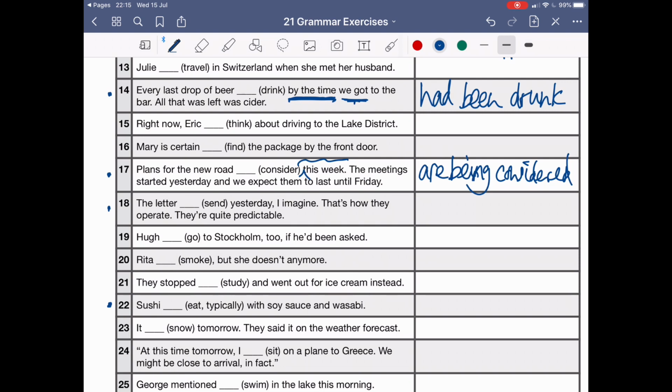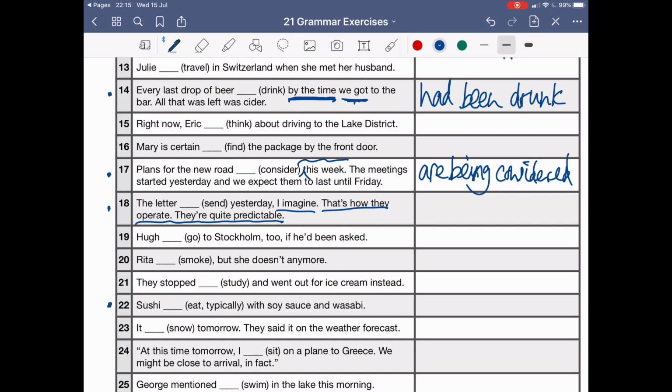Some of them have to be a little more difficult, you know. 18. The letter something send yesterday. Something send. Okay, yesterday I imagine. That's how they operate. They're quite predictable. Notice how I write all this extra stuff just to make sure that only one answer is possible.